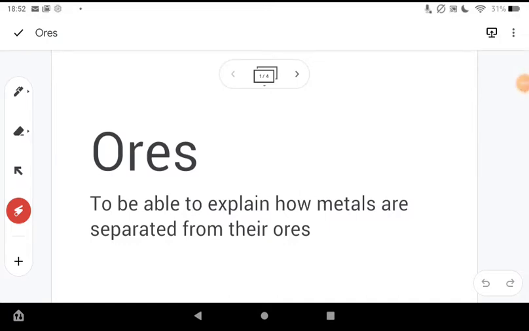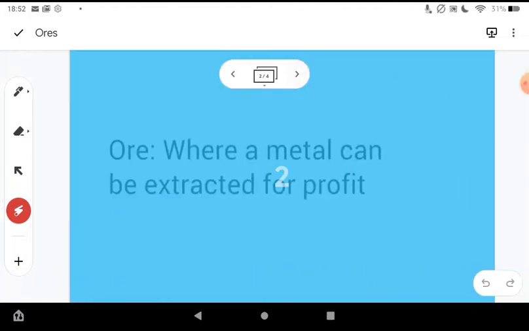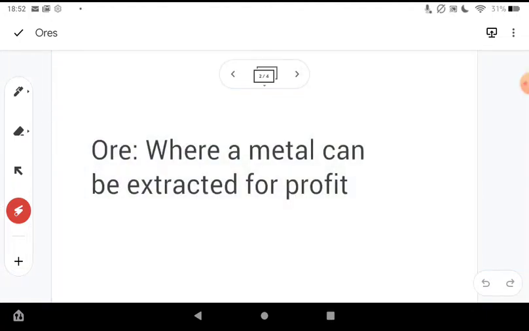Here we're going to have a look at ores, what makes an ore and how we extract the metals from that ore. You might be quite familiar with this term, not just from school, but from things like Minecraft and stuff like that. So let's have a look at what defines an ore. An ore is a substance where a metal can be extracted for profit.